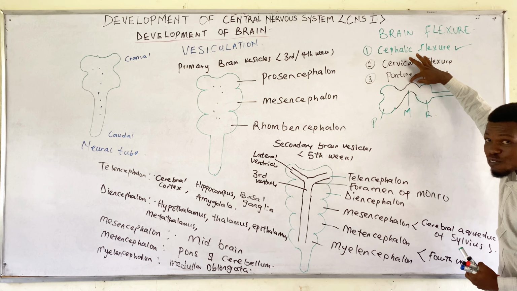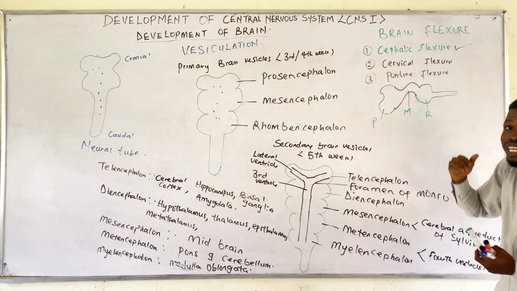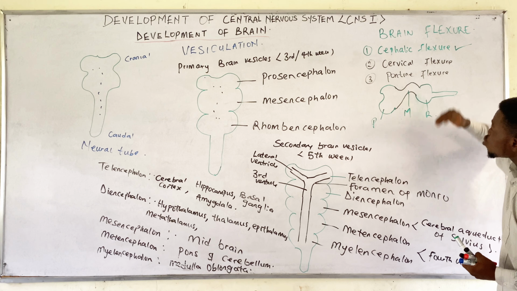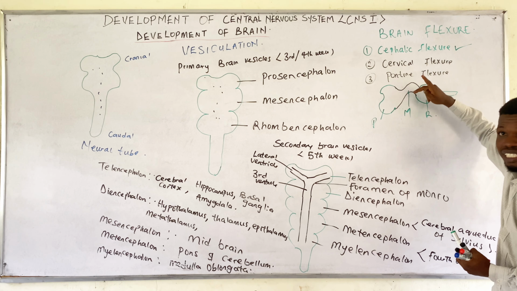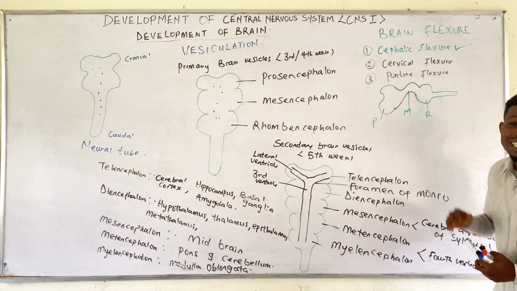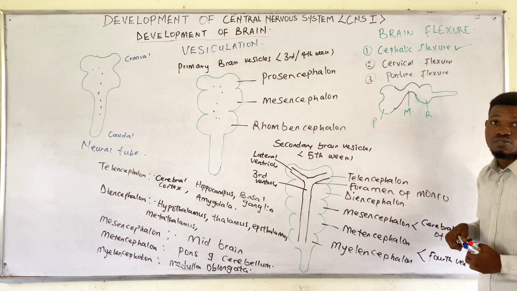Now the cephalic flexure, there's something so important about it. In embryology, anything above is dorsal, anything below is ventral. So it has a dorsal convexity and a ventral what? Concavity. That is one thing you need to know about the cephalic flexure. It has a dorsal convexity and a ventral concavity.